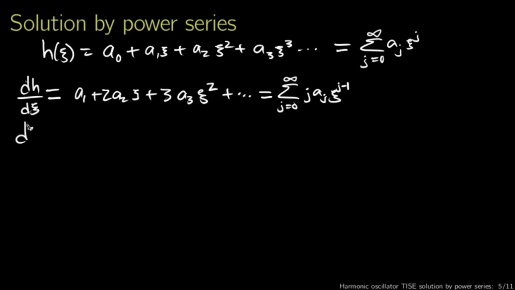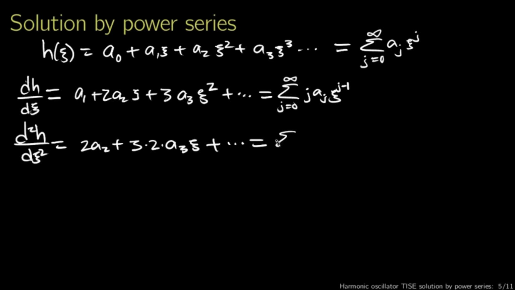You can continue this process to take the second derivative. Once again, either term by term, giving me 2a2 plus 3 times 2 times a3 xi plus, etc. Or you can do it in the summation. Sum from j equals 0 to infinity of, again bringing down the exponent here, j times j minus 1 times a sub j times xi to the j minus 2. And once again, you can plug in j equals 0, j equals 1, j equals 2, etc. if you want to check to make sure that it works.